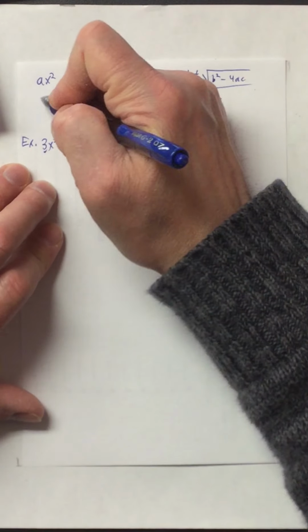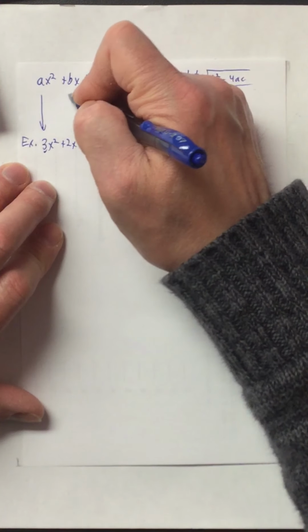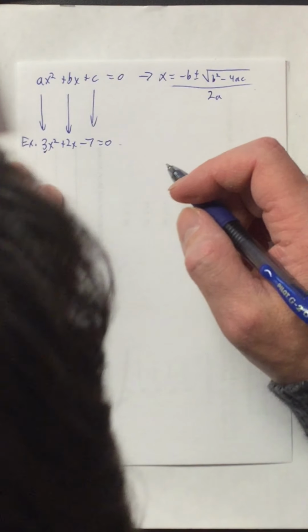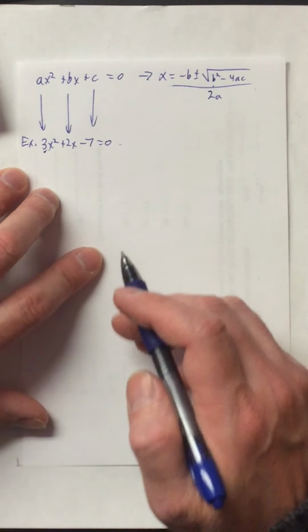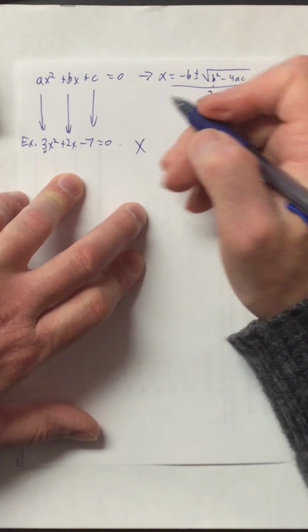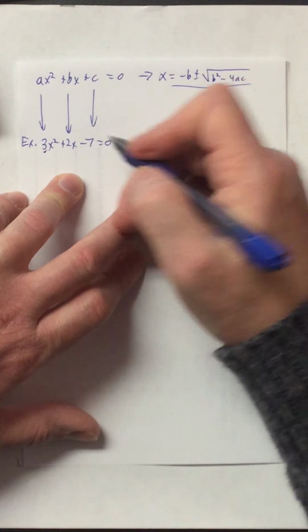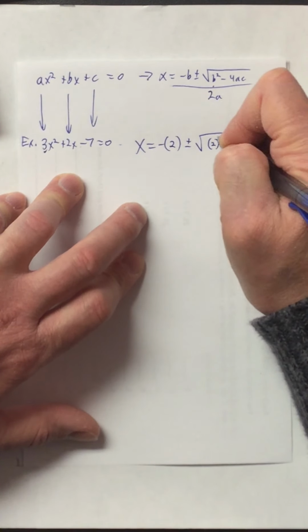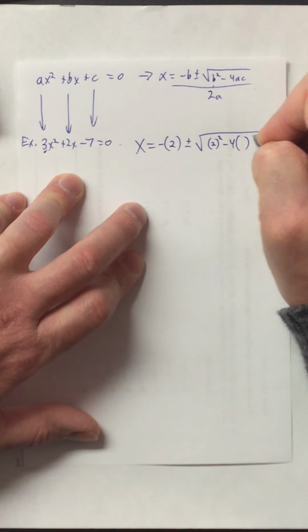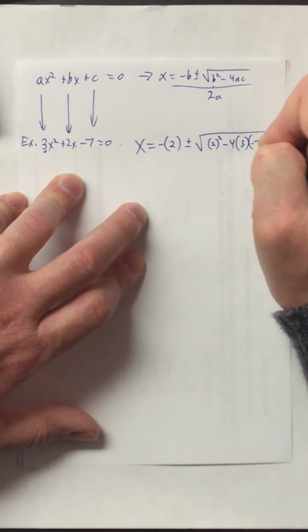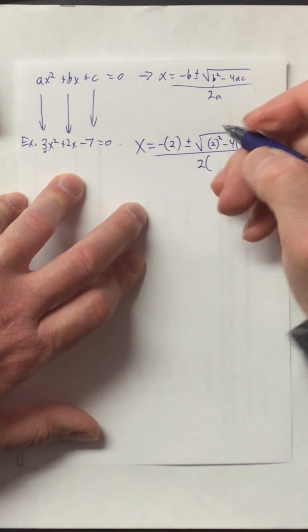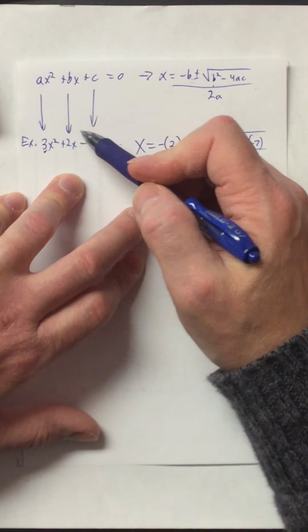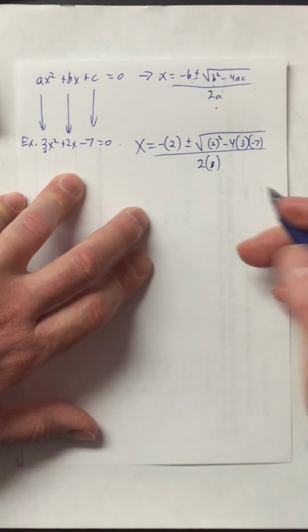Okay, so you see this lines up here. The 3 is in the A spot, the 2 is in the B spot, and this negative 7 is in the C spot. So using those values, we're going to plug them into the quadratic equation. So x is equal to negative, put the b value in, which is 2, plus or minus the square root of b value, which is 2, squared, minus 4 times the a value, which is 3, times the c value, which is negative 7, over 2 times the a value, which is 3. So see how I took my a, b, and c values and plugged them into the end result there.